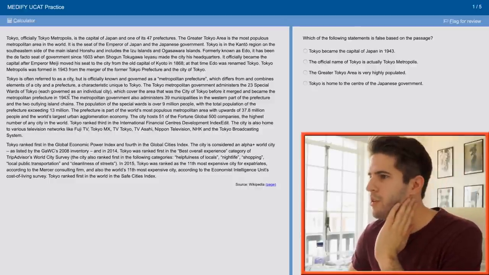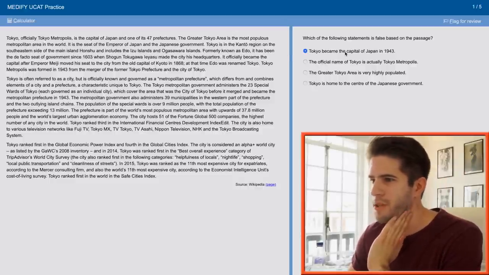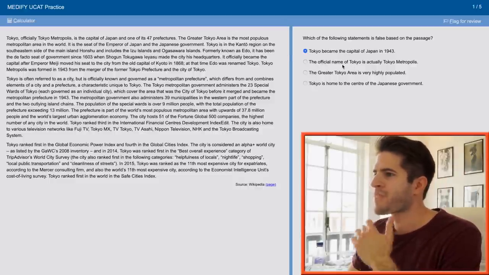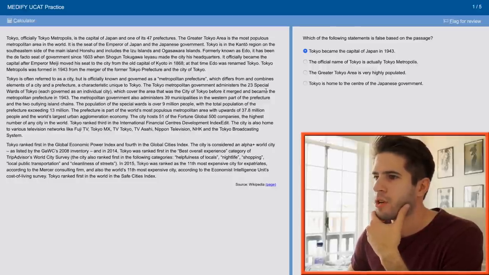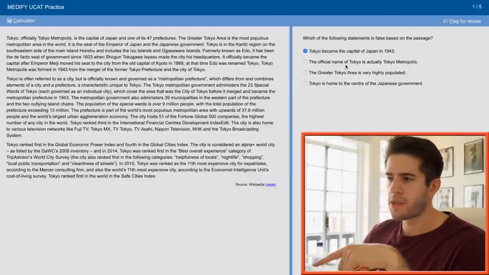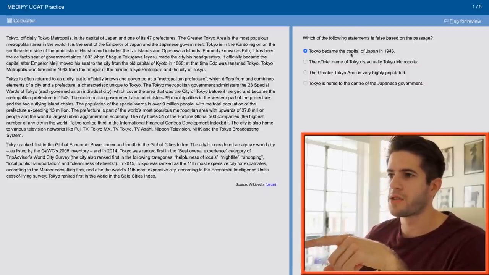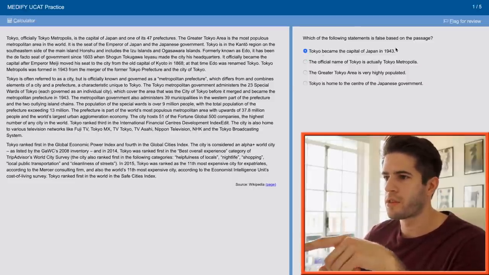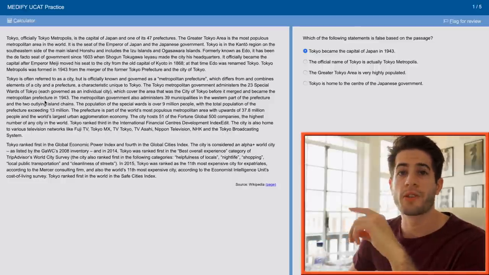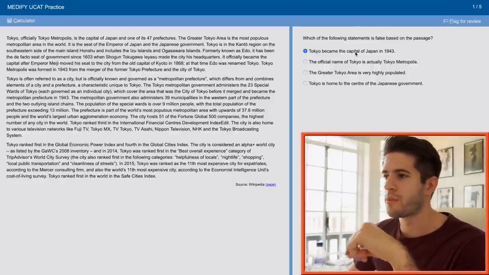I don't know. So which of the following is false? Could be this one. So let's move on and evaluate some others. The official name of Tokyo is actually Tokyo Metropolis. So Tokyo, officially Tokyo Metropolis, is the capital of Japan. Okay, so now I know that this one is true, and I now also know that this one is false. The capital of Japan is Tokyo Metropolis, whereas in 1943, Tokyo merged and became the metropolitan prefecture. So now I know for sure that number one is false, number two is true.